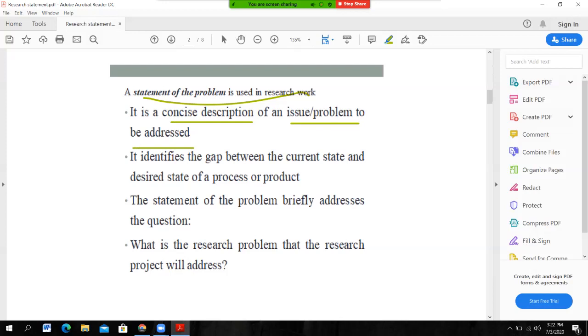And this problem statement identifies the gap between the current state of knowledge and the one that the researcher desires to investigate. So the statement of the problem briefly addresses the important question like what is the research problem that the research project will address.